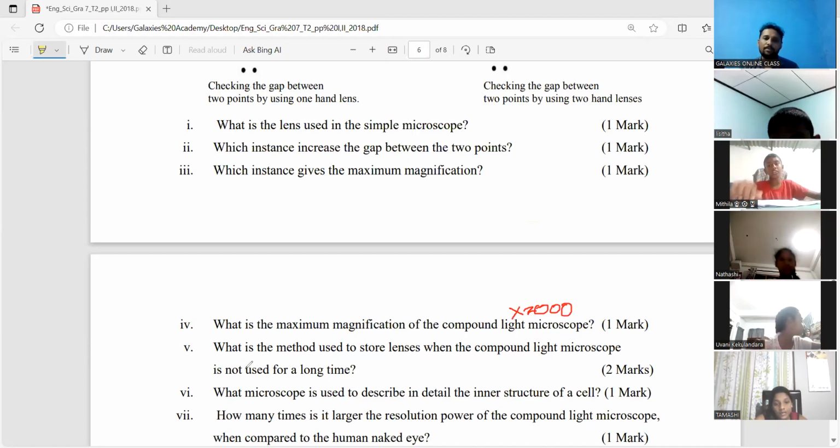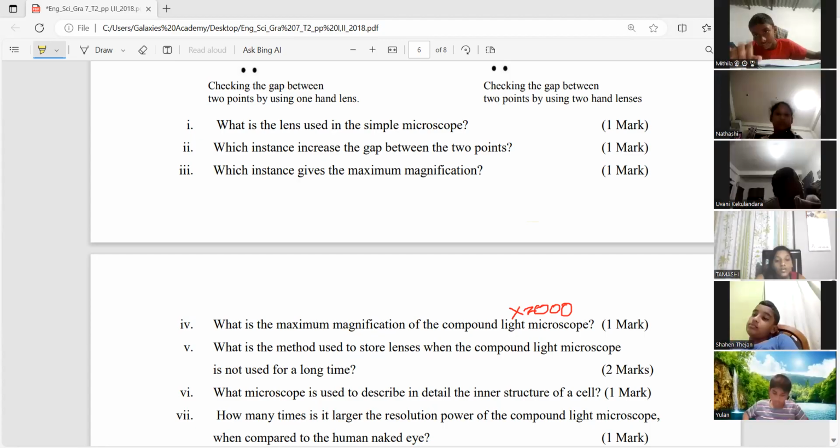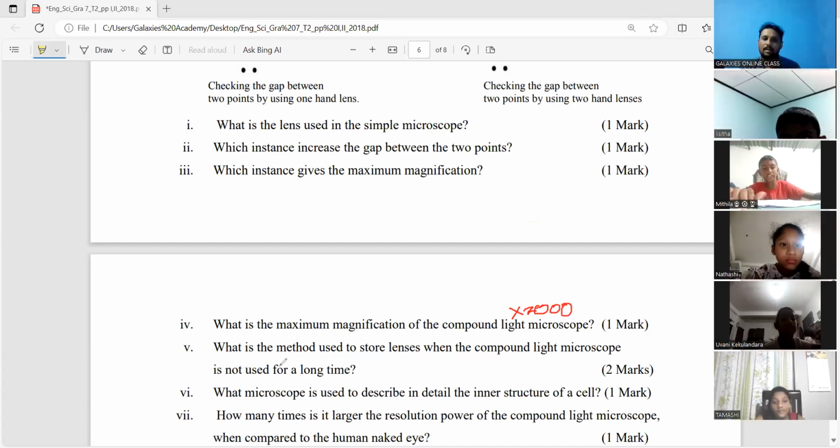Right. Then that is part 5. What is the method used to store lenses when a compound light microscope is not used for a long time? Right. What is the method we can use?